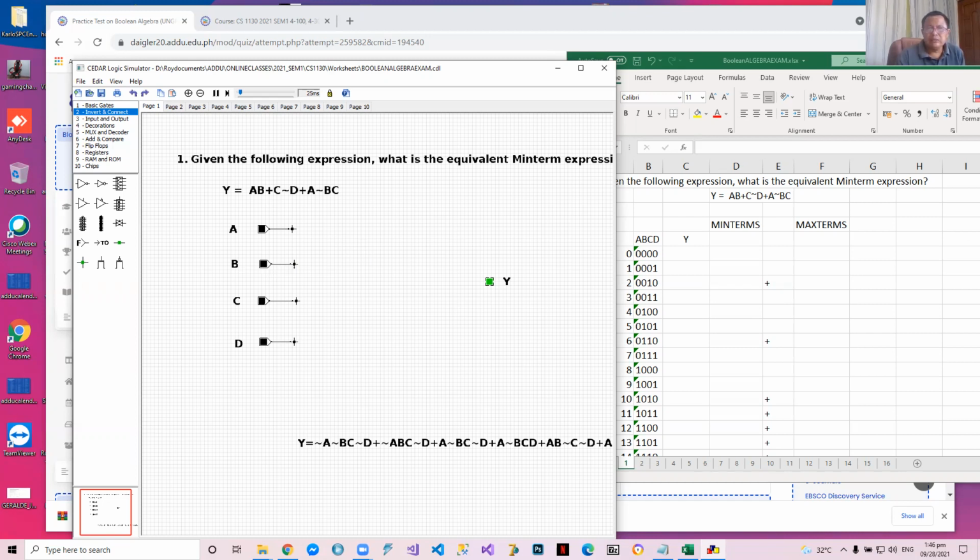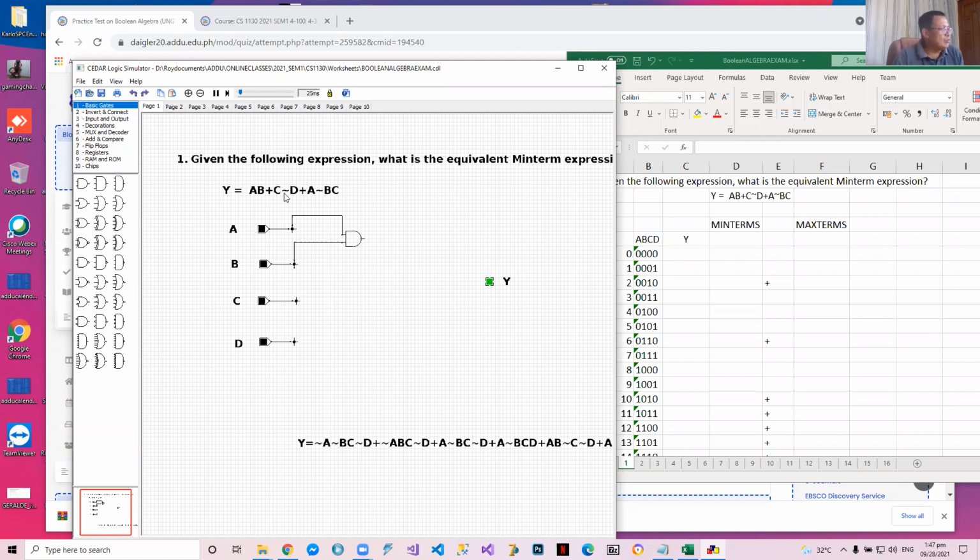Do you follow? Any questions so far? So we are going to construct the circuit. First, we have A and B. So we need a 2 input AND gate. We'll put a 2 input AND gate here. And we'll connect this to A. And we'll connect this to B. So it's okay. Do you follow? Just click on the blank space.